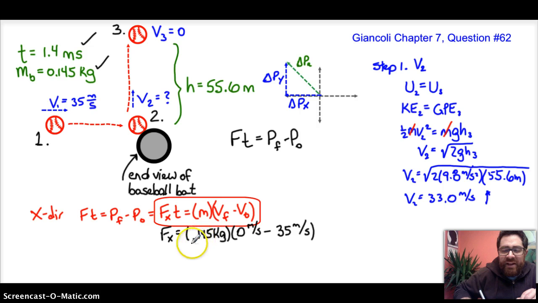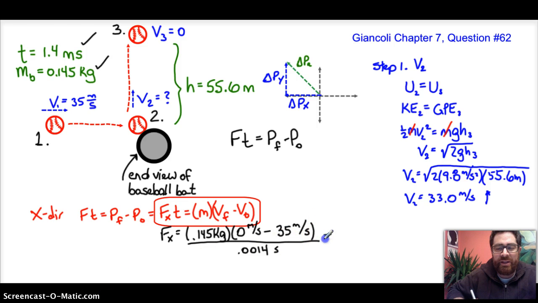And, of course, I need to divide all of that by the time, which is 0.0014 seconds, the equivalent of 1.4 milliseconds. When I run that through my calculator, I end up getting 36,000 newtons. It's also important to recognize that that is going to be negative because it's to the left, which is what I'm expecting. I expect the force on the bat to be in the x direction, pushing to the left.